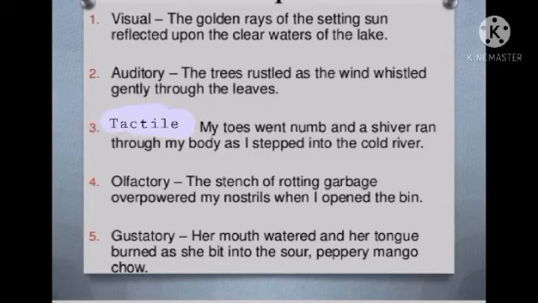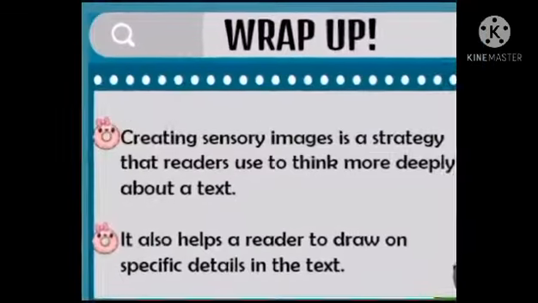Olfactory. The stench of rotting garbage overpowered my nostrils when I opened the bin. So the clue word that we have here is the stench of rotting garbage. Then fifth, the gustatory. Her mouth watered and her tongue burned as she bit into the sour, peppery mango chow. So we have here the clues, the sour and then the peppery.